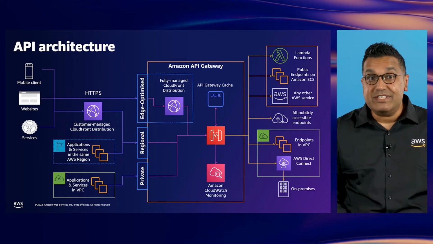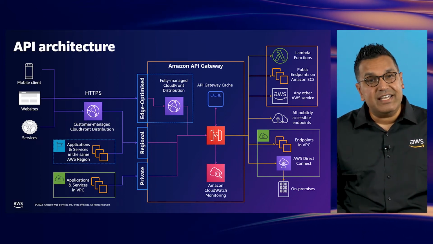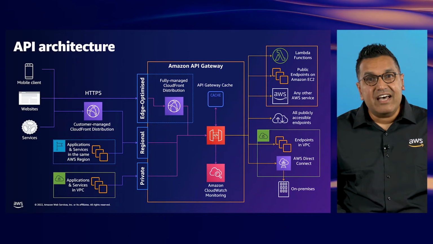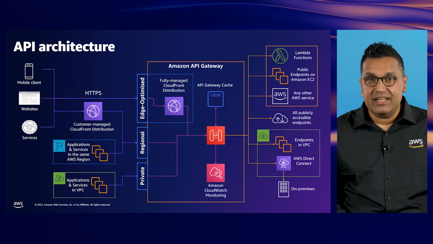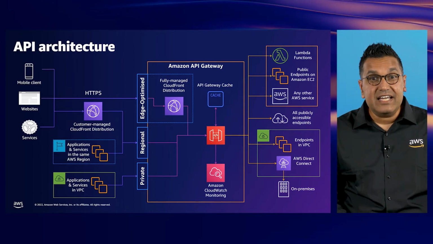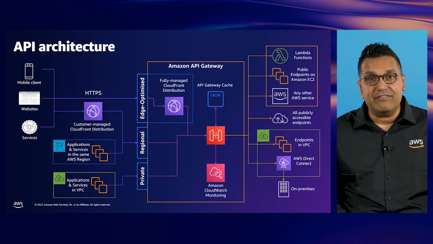This diagram shows the API architecture of Amazon API Gateway. Now let's say you have a mobile, web, and other service accessing your REST API. The first thing that happens is that incoming requests arrive at one of our CloudFront POP locations.